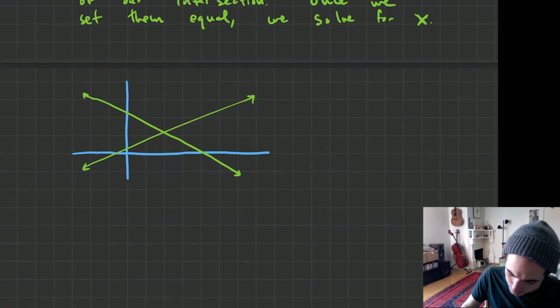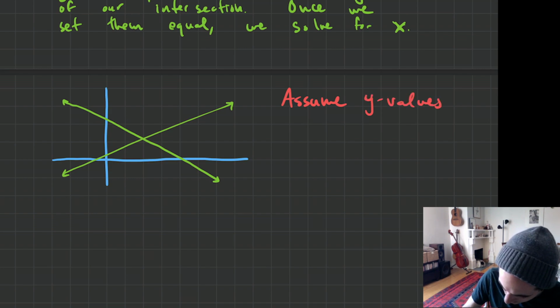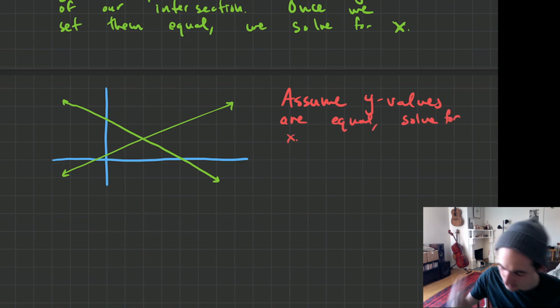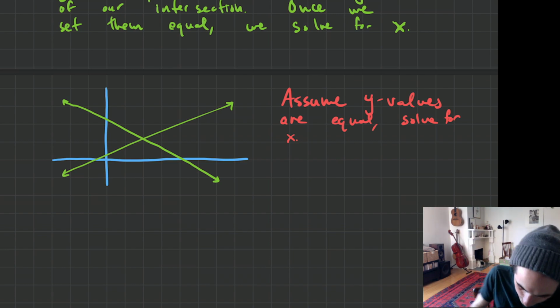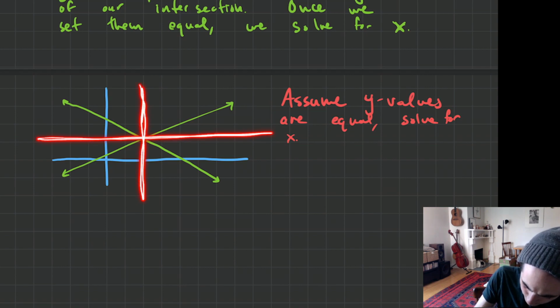So the way the procedure is working is that we assume the y values are equal, and then solve for x. Okay, so then basically you would say, okay, here we've got some y values that are equal, and well then now what's the x value? And then you solve for the x value.